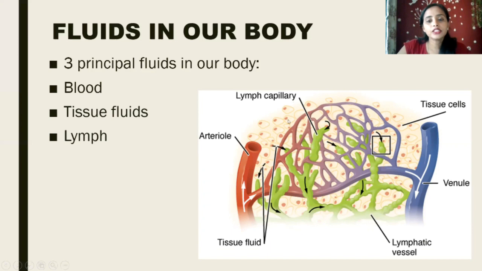This tissue fluid is drained in another vessel, that vessel is the lymph vessel. This green color represents the lymph vessel. Tissue fluid enters the lymph vessel, and the fluid which is flowing in the lymph vessel is called lymph. So these are the three principal fluids. We are going to study tissue fluid and lymph as well, but in a later part of the chapter. First, we will understand blood.